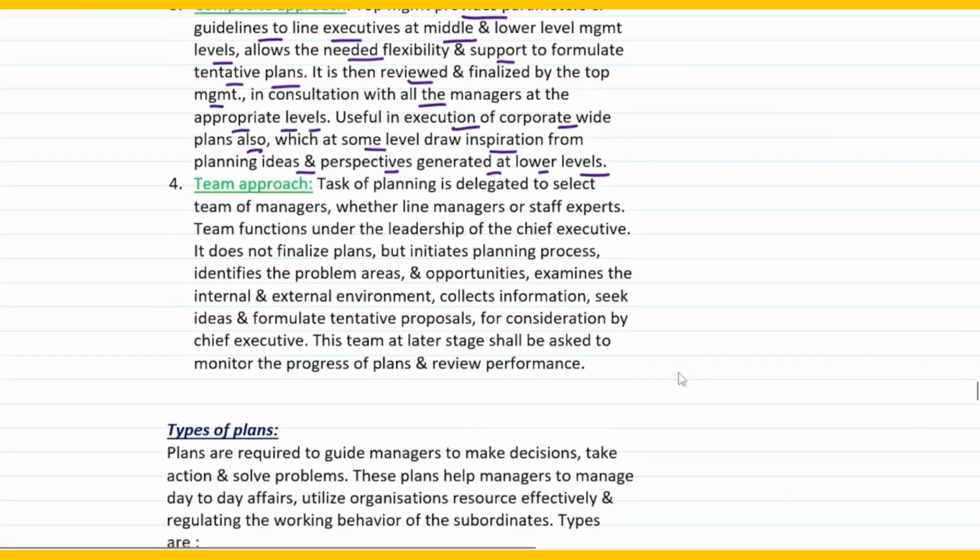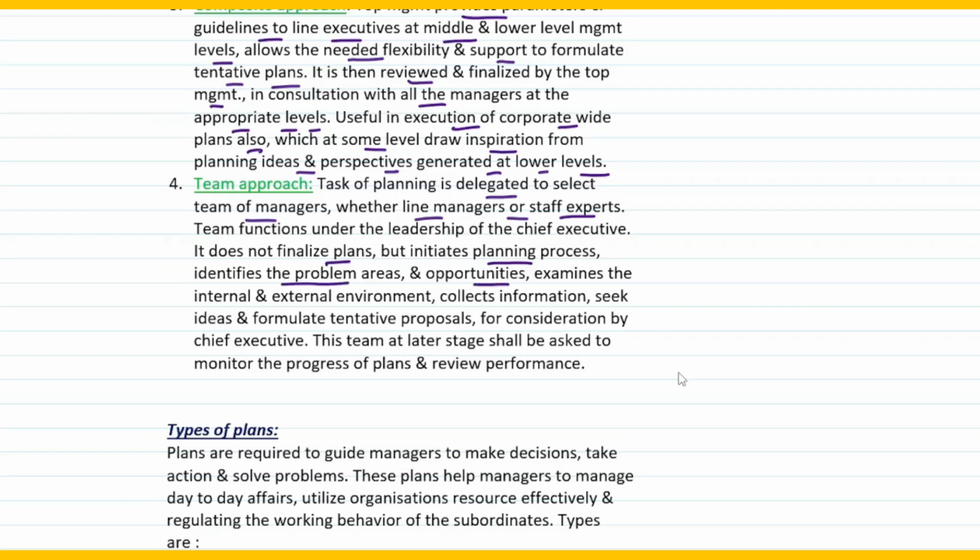Okay, then finally we come to what is called the team approach. What does the team approach tell you? It says the task of planning is delegated to a select team of managers, with the line managers or staff experts. So it's very unlike composite, wherein everyone is taken into account. Here in the team approach, plans are given to a specific team of managers. It can be either line managers or the staff experts, and they are the ones who will be given the task of planning.